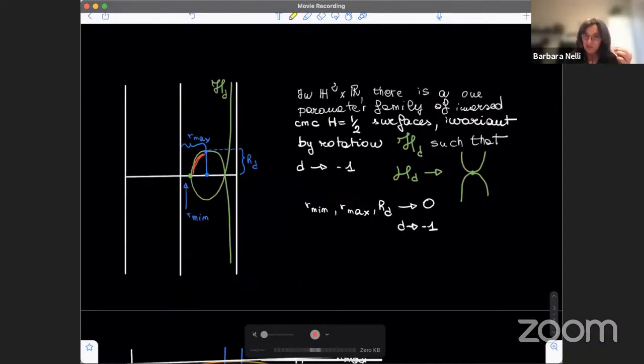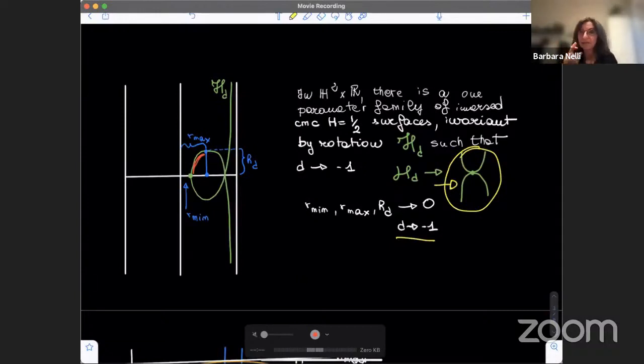There is, in H2 cross R and also in H1 cross R, a rotational surface where the profile curve is given by this green curve. And the important thing is that in this one-parameter family, when the parameter goes to -1, the green loop becomes smaller and smaller. Everything goes to 0. So in fact the surfaces converge to these two surfaces like that.